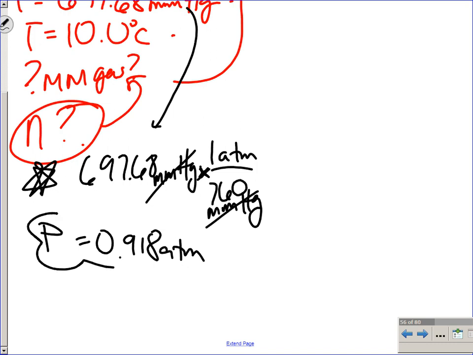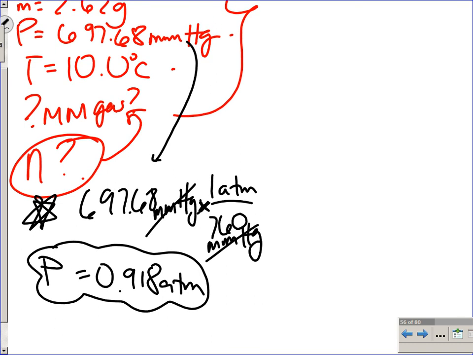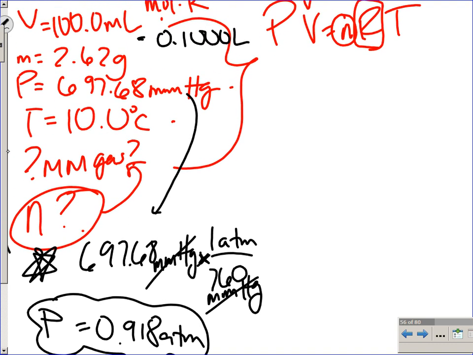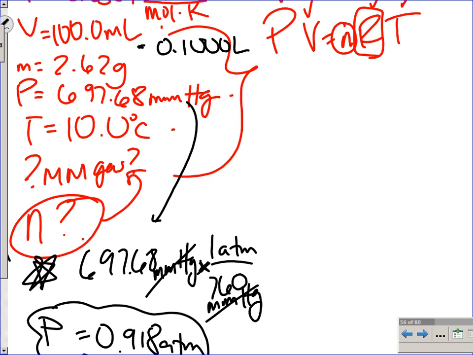So now we have a real pressure that we can plug in and cancel units with. Okay, so what else needs to be converted to correct units? How do I get from Celsius to Kelvin? 273. Okay, great. So what is this? 283 Kelvin. All right. So now this is a little messy, but we have all of our units correct.